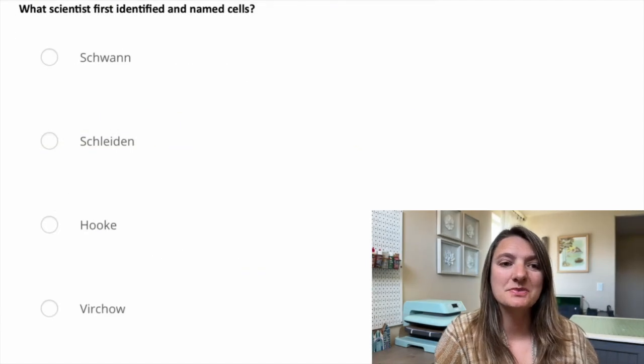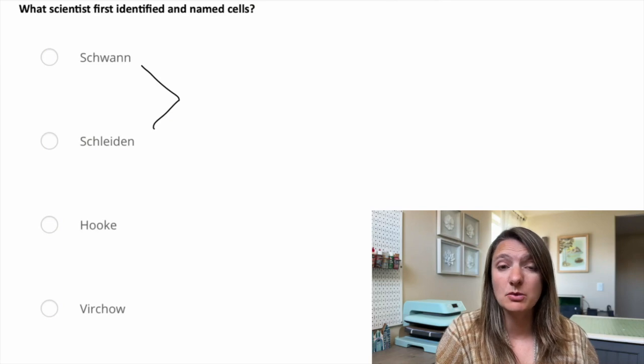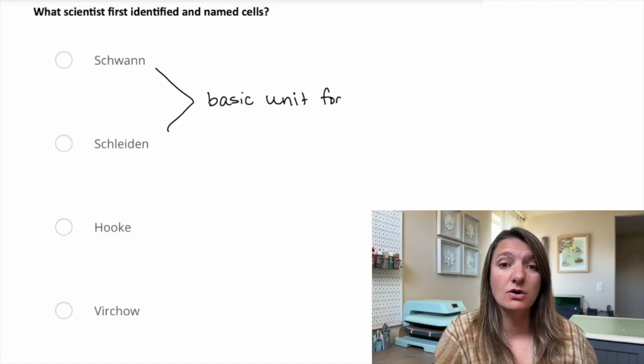Okay, question 3. What scientists first identified and named cells? So all of these have contributed in some way to cell theory. Schwann and Schleiden came up with the idea that cells were the basic unit for all animal cells. Hooke is going to be our correct answer. Robert Hooke was the first one that really named and identified those cells.